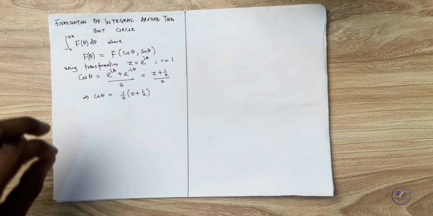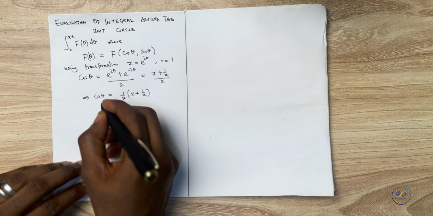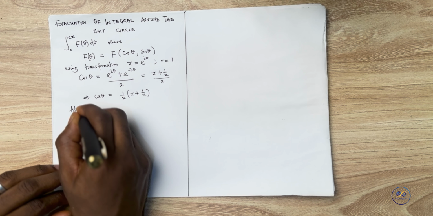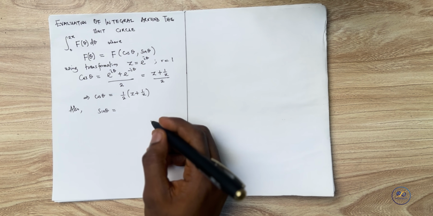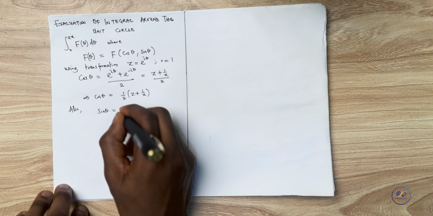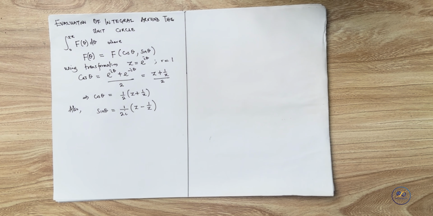In one of our videos, we considered this transformation in detail, so you can pause and watch that video so that you have much more clarity. Similarly, sine theta, which is the imaginary part of the polar form, will be 1 over 2i into z minus 1 over z. These are standard identities which we generate for the polar form of the complex number.